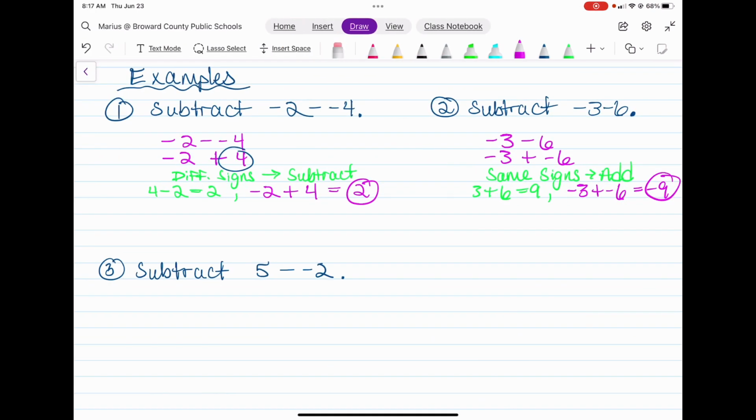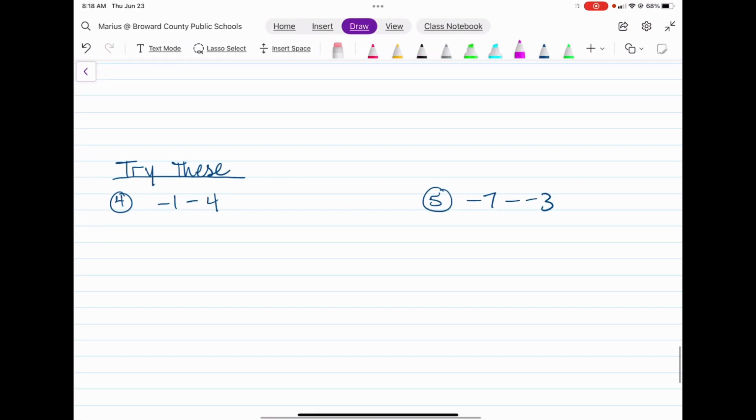Let's subtract 5 minus negative 2. So first we want to rewrite it. 5 minus negative 2. And now subtracting by negative 2 is the same as adding by positive 2. 5 plus 2. And 5 plus 2 is 7. So that was quick. Okay, the signs were the same. We add and we keep the sign the same. Once again, try these. Pause the video, and when you're ready to check it, resume.